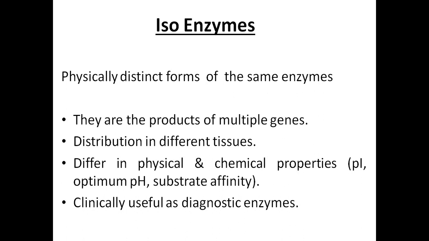These isoenzymes differ with respect to physical and chemical properties also, such as isoelectric pH (PI), optimum pH, and substrate affinity. These are some chemical properties where isoenzymes differ from each other. Isoenzymes are clinically useful as diagnostic enzymes.